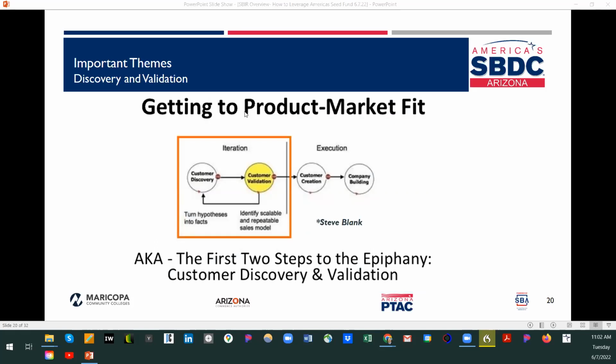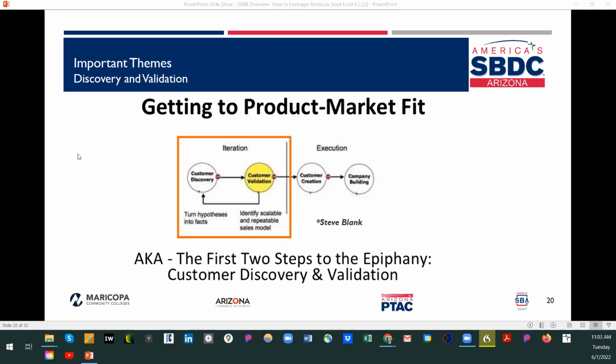Discovery and validation. These are other words too, other things that are important. They're terms, but they really mean: what have you done for discovery that allows you to believe your hypothesis? You're very early here. So your hypothesis is that this is going to be a business, and the business is going to look a certain way. What have you done? What kind of discovery? Who have you talked to? Where are you getting your information from? And that's an important part of an SBIR.